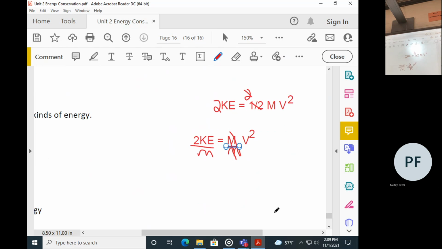But wait a minute, I'm trying to get v all by itself. How do I go from v squared to v? I have to take the square root, don't I? So my final answer, 2KE over m, rooted, equals my velocity. That's my equation that I need to use.